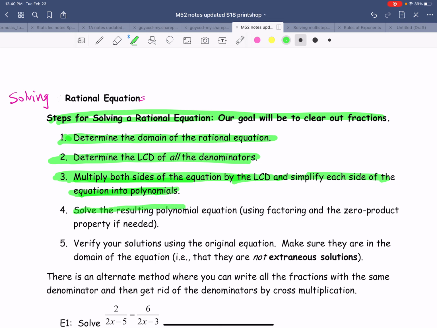Next step, solve the resulting polynomial equations using factoring and the zero product property if needed. Last step, verify your solutions using the original equation. That means you plug your solutions back into the original equation. They should make the left side equal to the right side. Make sure they are in the domain of the equation, that they're not extraneous solutions. So they're not the solutions that would make your denominator 0, that would make the expression undefined. They are not going to be a part of our solution if you have any such numbers. Let's look at some examples.